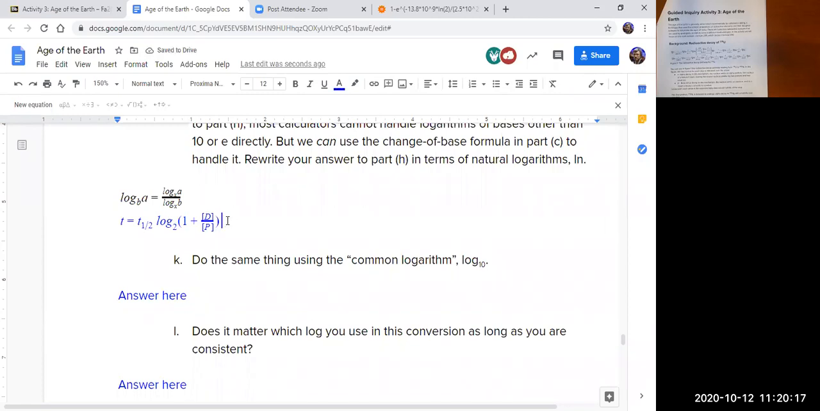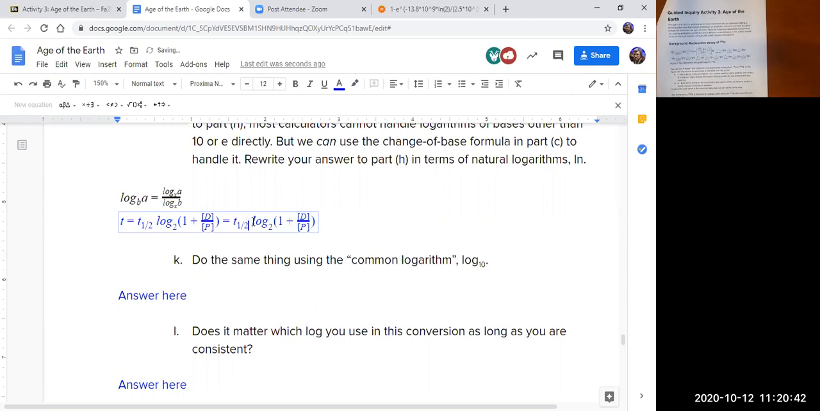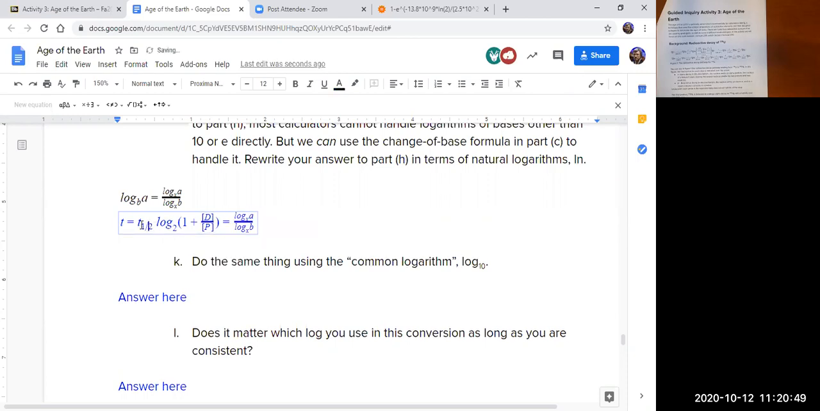I'm going to take this formula, and we are going to replace the logarithm with the change of base formula. So this log gets replaced with that formula. That took the T1/2 with it, didn't it? Okay, I'll have to get it back in separately.